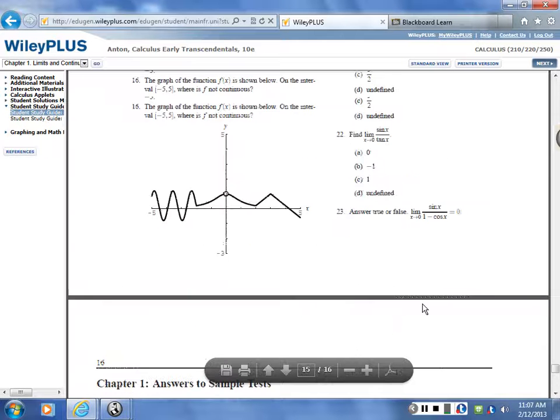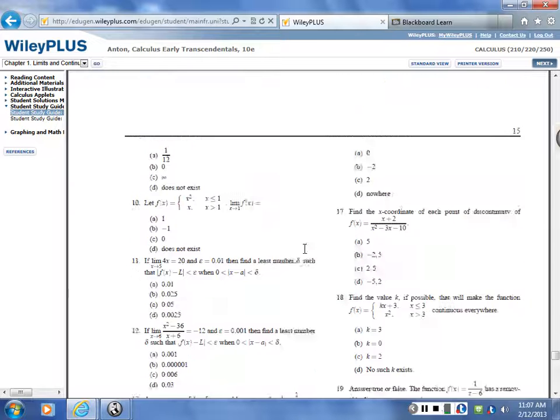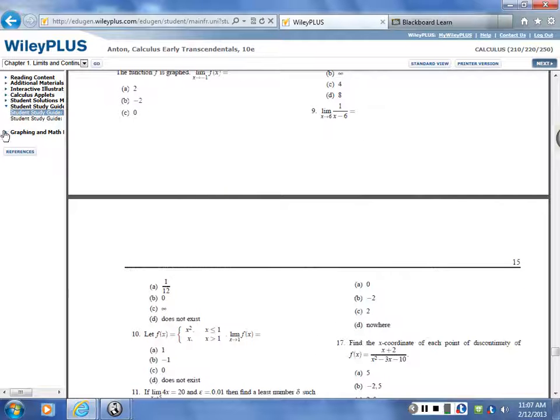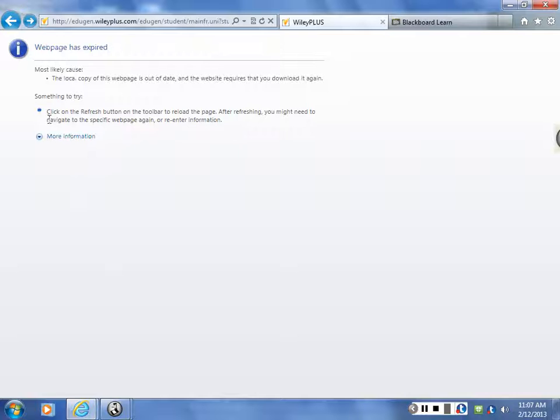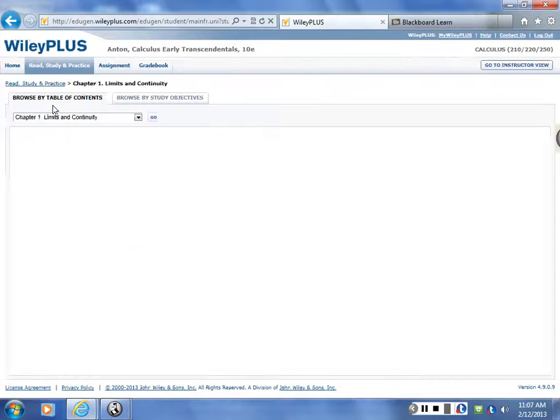So you can use those resources to help study, and if something doesn't make sense, you can let me know. Does anyone have any other questions? Wiley does not like the back button. So yeah.